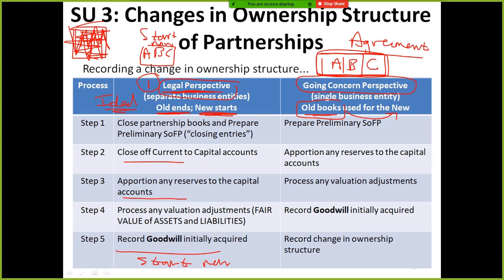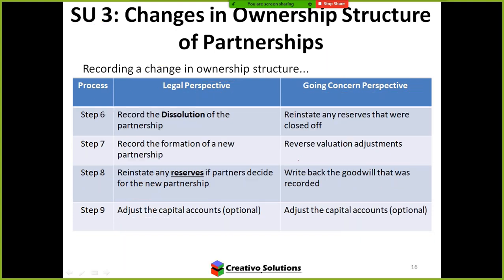But you can take the existing and just adapt it for the incoming partnership. It's slightly different, but it can be done either way. Okay, what are we looking at here? We're looking at the accounting. We're looking at the record keeping. So, for going concern, yes.